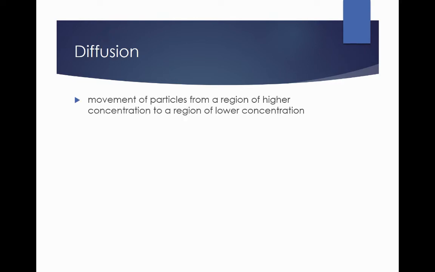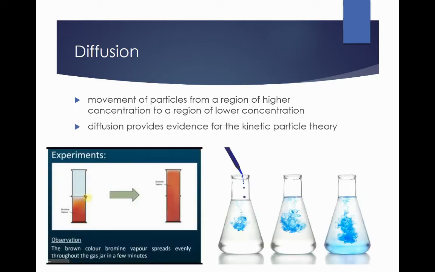Now we come to this final portion of diffusion in the kinetic particle theory. Diffusion is basically the movement of the particles from a region of higher concentration to one that has a low concentration. And diffusion really provides evidence that particles exist and particles are always moving, and there is no predictable way to find out how these particles move.